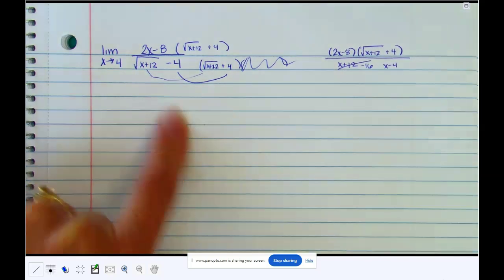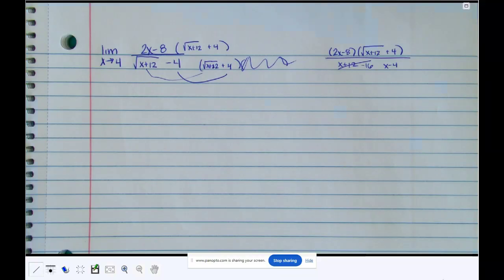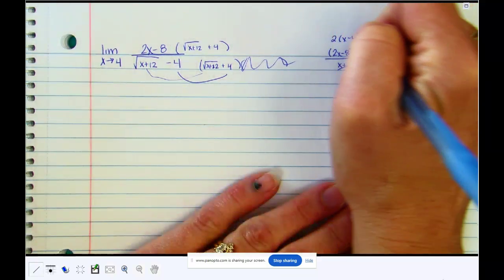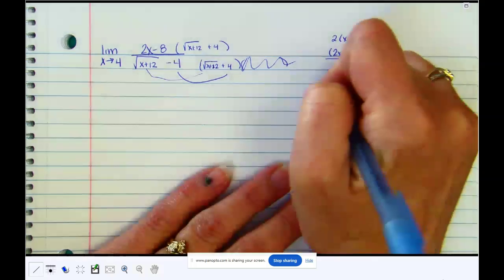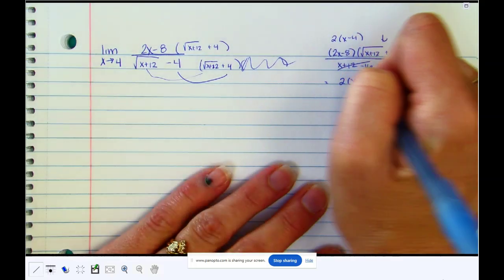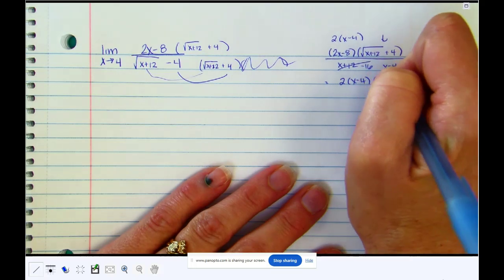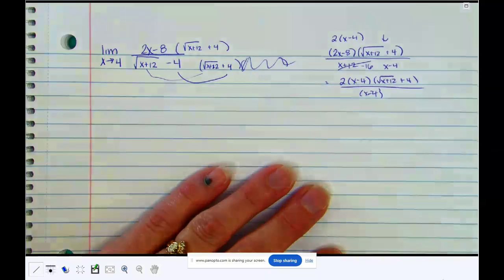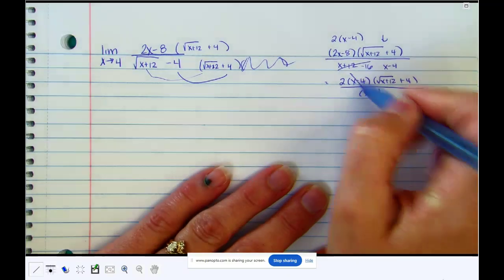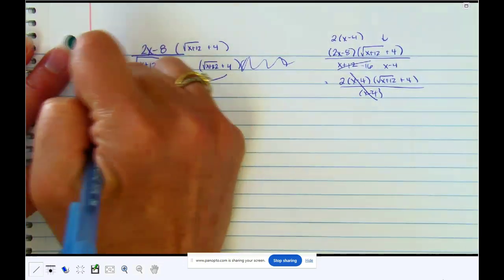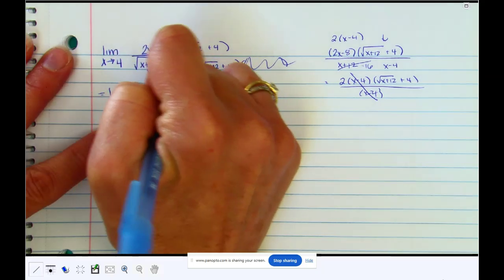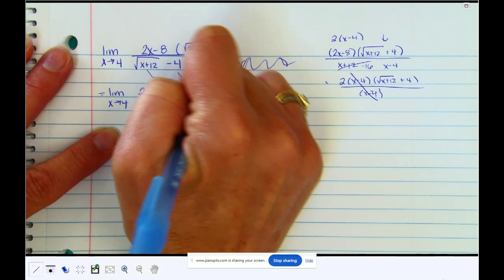Now, again, this is the situation where you go, I don't have an x minus 4. You do. Take the 2 out of here. So this is 2 times x minus 4, and then all this stuff. I'm just really being lazy about this. So it's 2(x minus 4) times (square root of x plus 12 plus 4) over x minus 4. That's what that all boils down to. Cancel that. And then you've got the limit as x approaches 4 of 2 times (square root of x plus 12 plus 4).